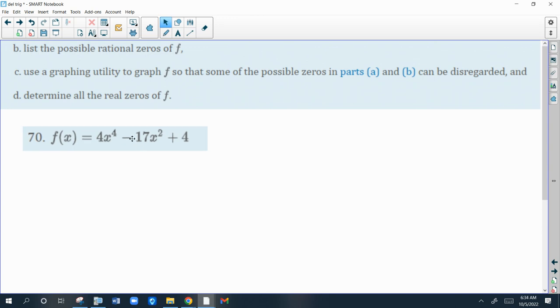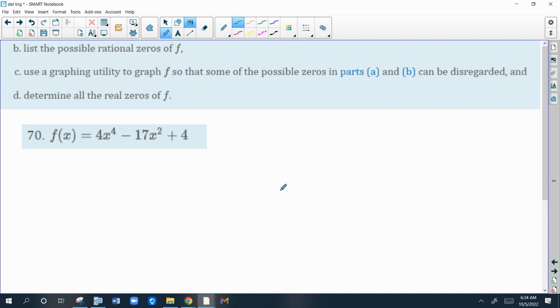So B: list the possible rational zeros of F. You're not really solving anything here, you're just listing rational zeros. For B, any rational zero has to appear in the form P over Q, where P is all factors of the constant term and Q is all factors of the leading coefficient. So unfortunately, they're the same.